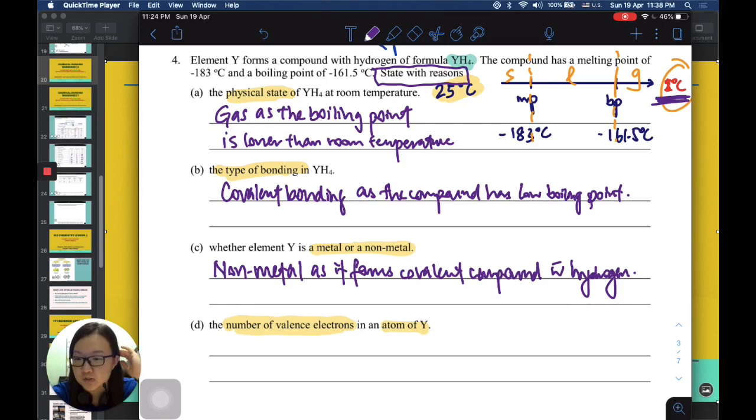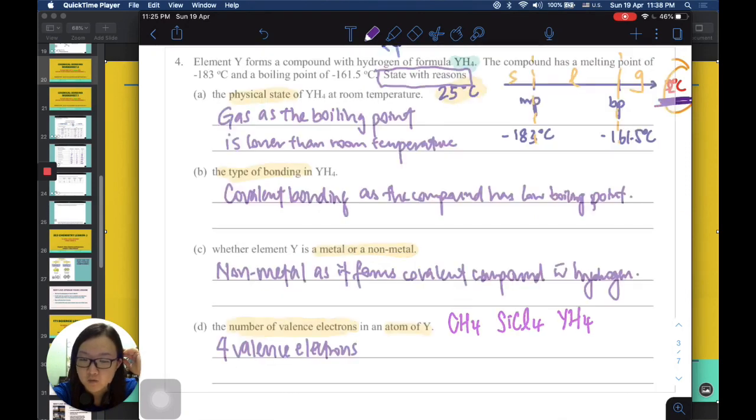Part D is interesting. Going back to the compound, they tell you it's YH4. From the start of the worksheet, we saw methane, which is CH4. After that, we saw SiCl4. Now we see YH4. If you understand chemistry, you do the different questions, right? Even though the question will change, the concept remains the same. If you are able to spot patterns like these, then the answer is so straightforward. So there are 4 valence electrons in an atom of Y.